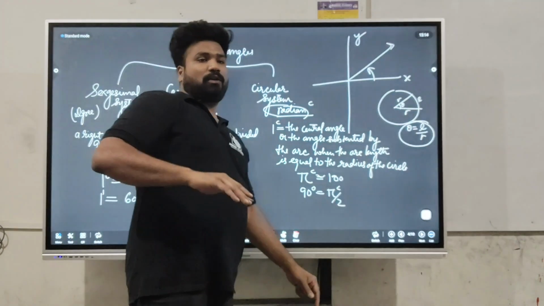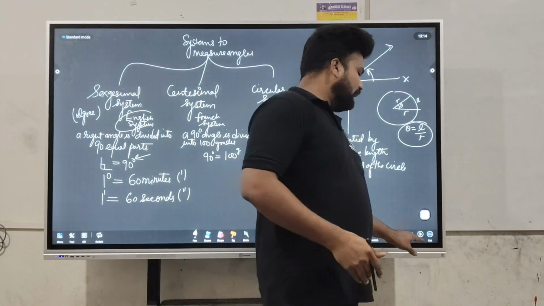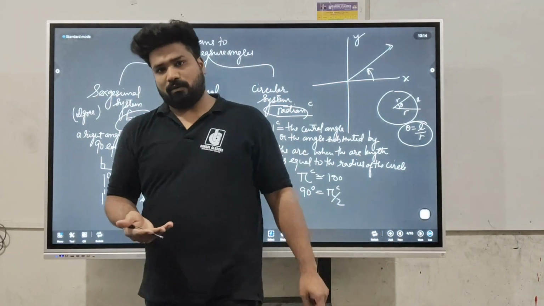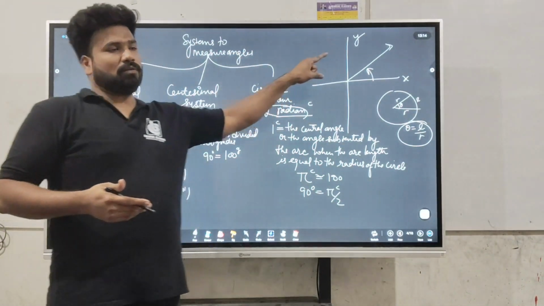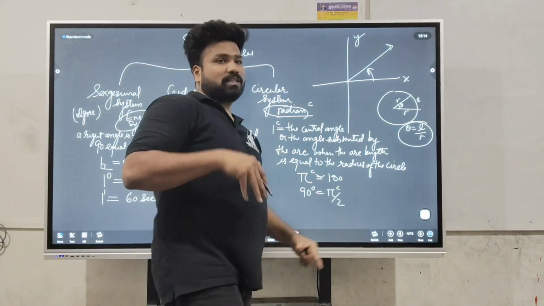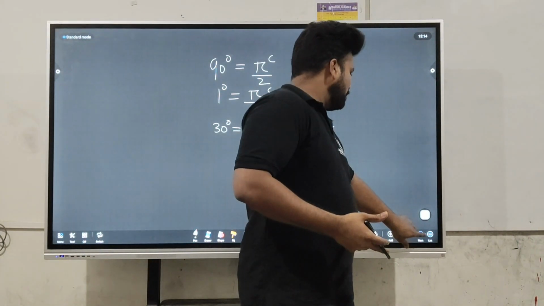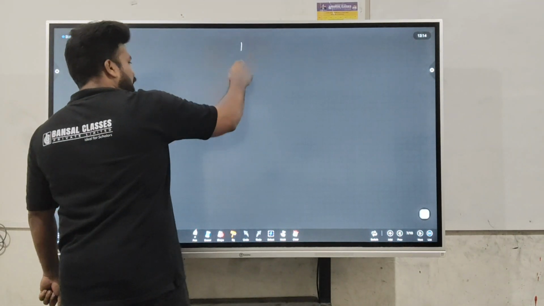Now I am teaching you the coordinate system. So how is the angle measured? In which quadrant is the angle positive? There are 4 quadrants in the coordinate axis. So in which quadrant which ratio is positive? Here I am writing it down.